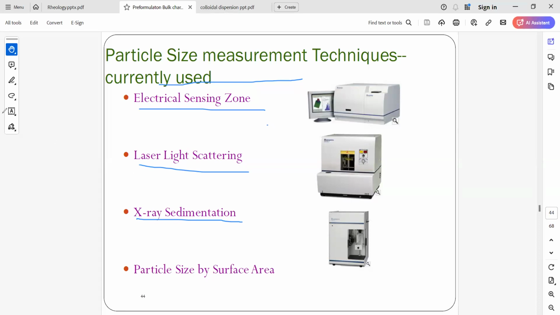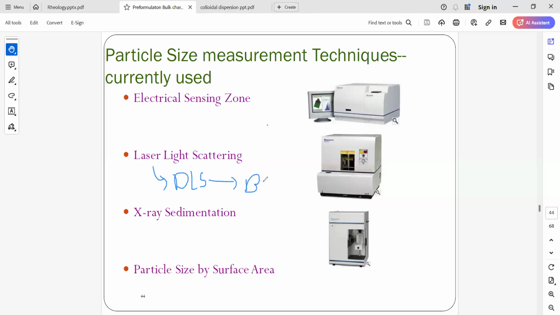Okay, that is electron sensing zone, then laser light scattering, and particle size by surface area. Laser light scattering is also known as dynamic light scattering, and it works on the principle of Brownian motion. We will discuss Brownian motion in the colloidal dispersion chapter in the upcoming slides. Brownian motion is a kind of random movement of particles in a liquid. Through that we can measure the particle size by laser light scattering, because the moving particle scatters the light.